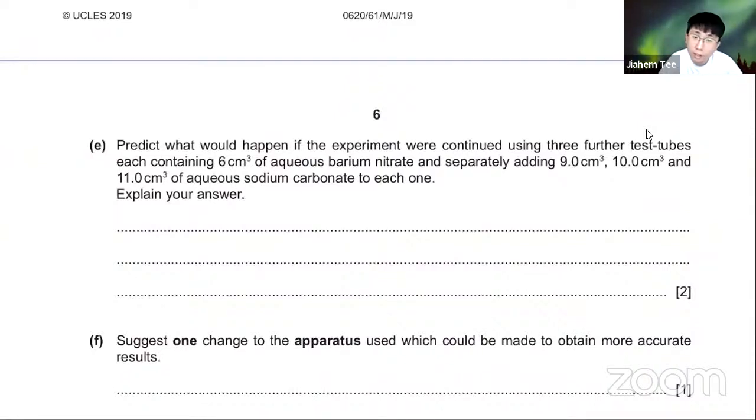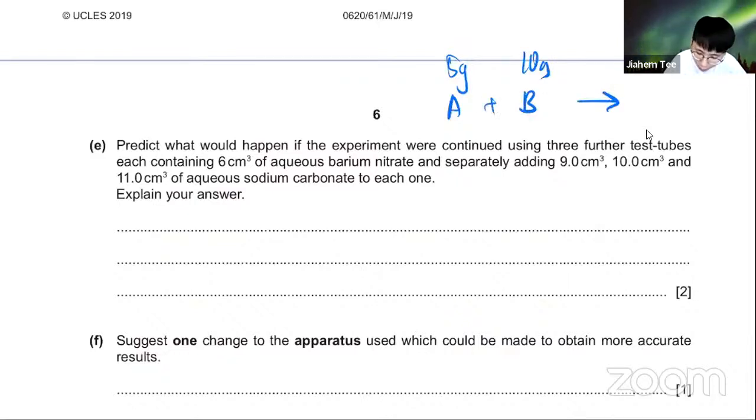Because I told you, when you do a chemical reaction, you have to understand the concept. Let's say you have 5 gram of chemical A, and you have 10 gram of chemical B. You're going to form a maximum of only 5 gram of chemical C. Why only 5 gram? Why can't you get 10 gram? Why do you say, teacher, I got 10 gram of B, why not get me 10 gram of C?